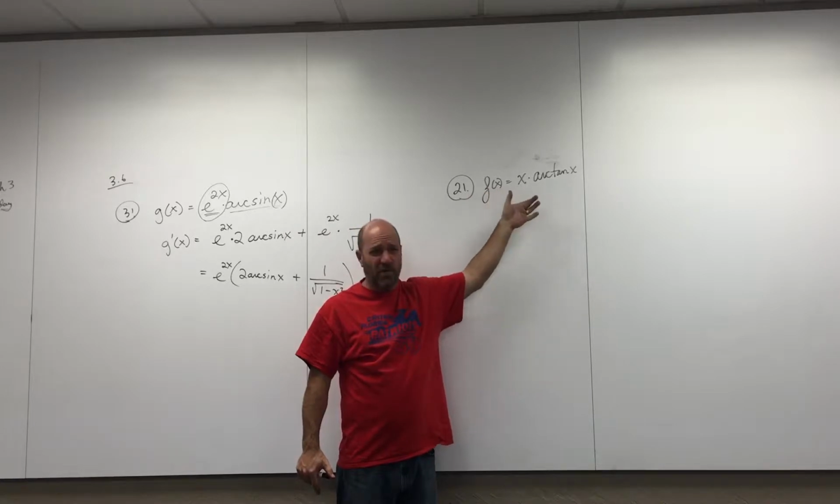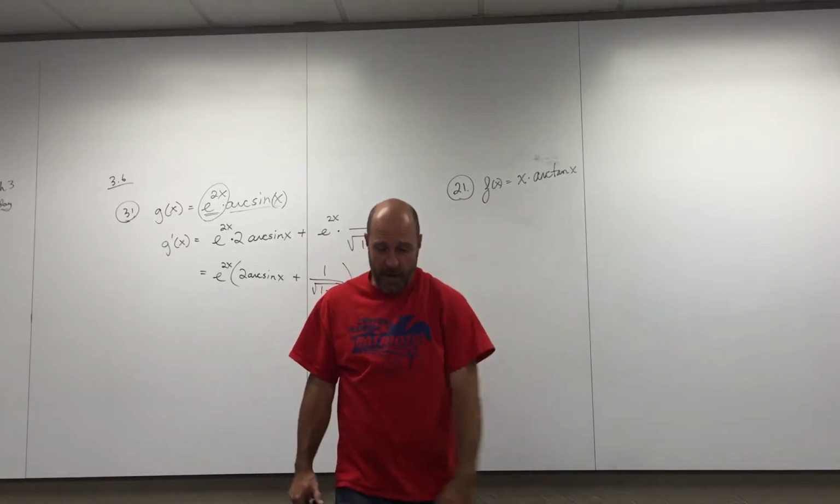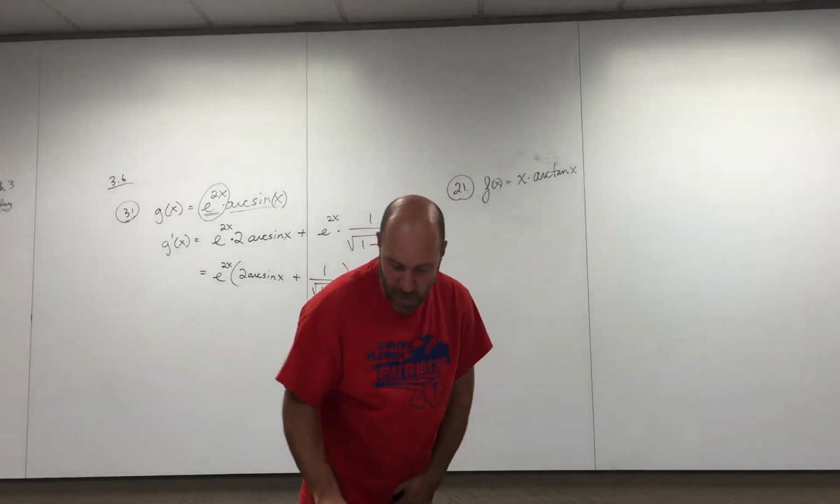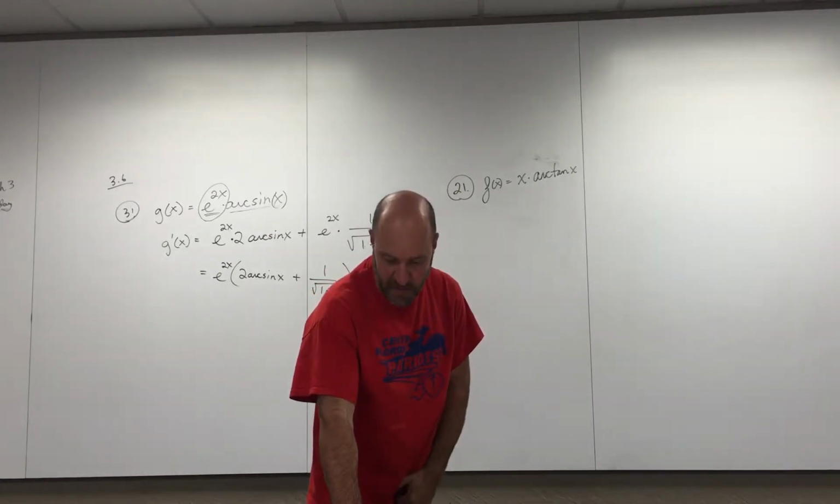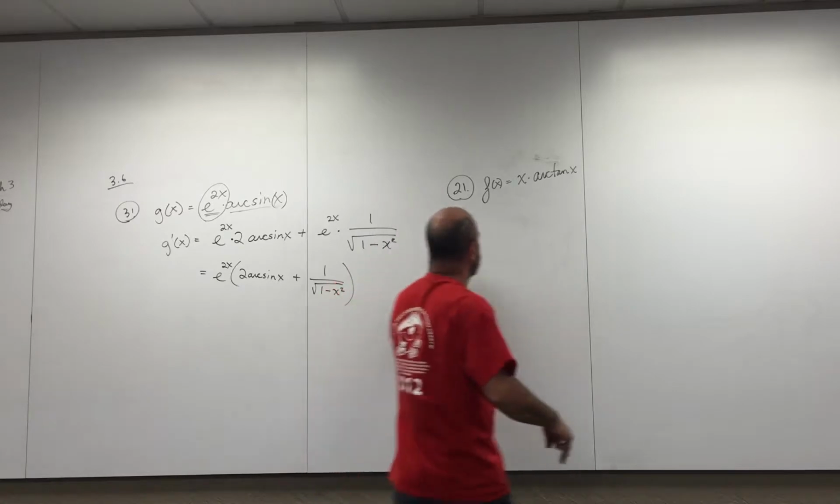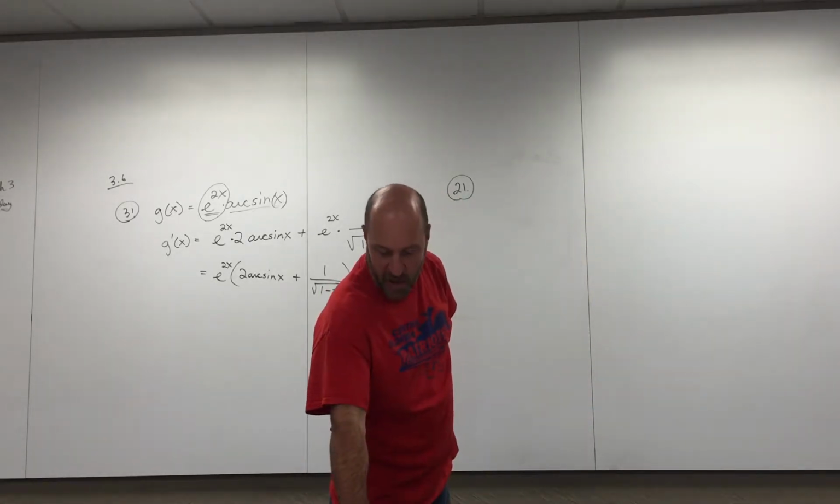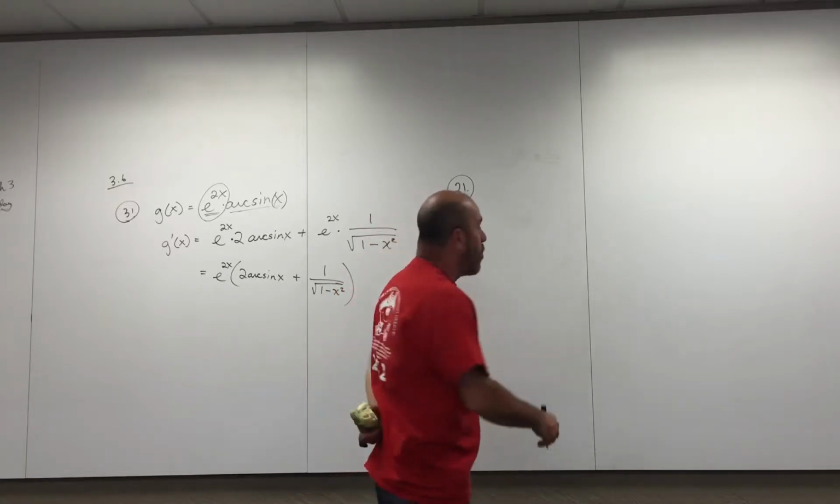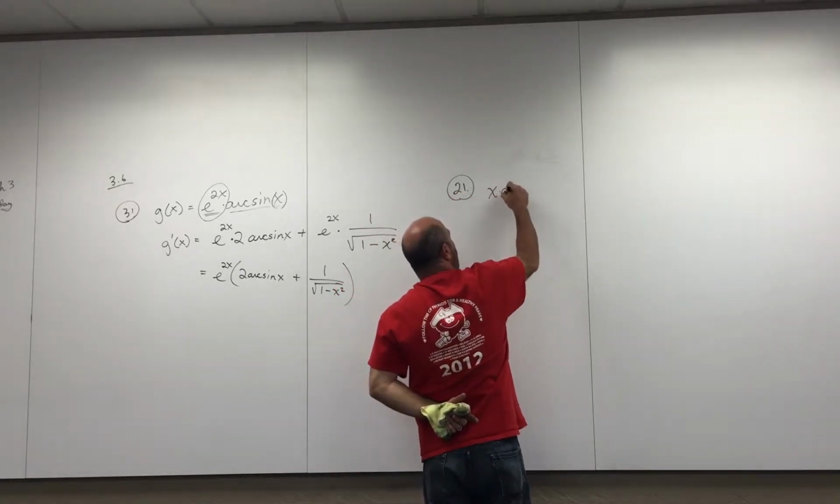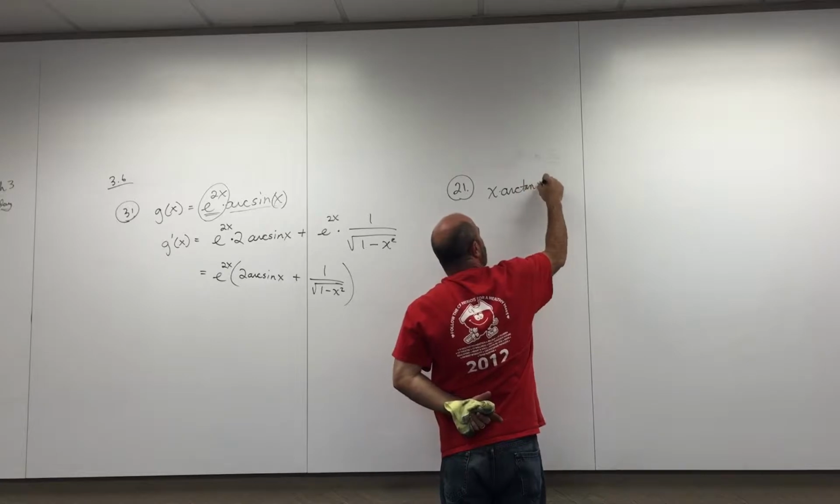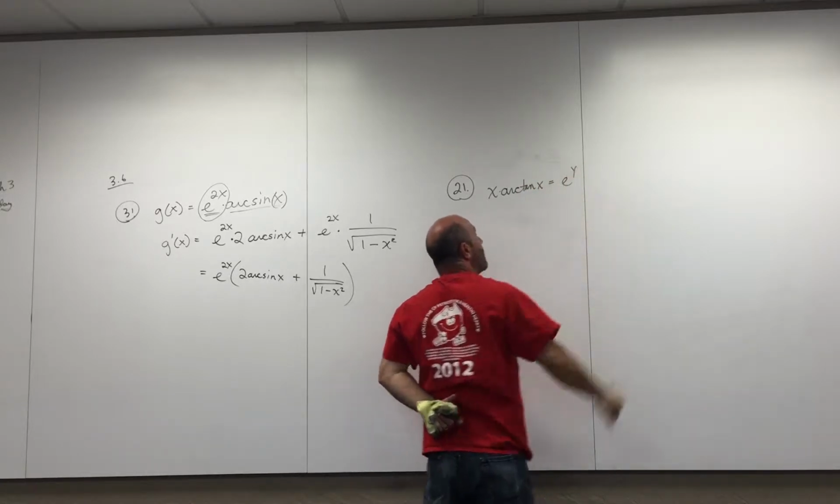Product rule again? That's a little product rule again. Yes, it is. What is the question? Oh, wait. Whoa. It's even more than that. I'm sorry about that. I did not read that well at all. It's x, arctangent of x, equals e to the y.